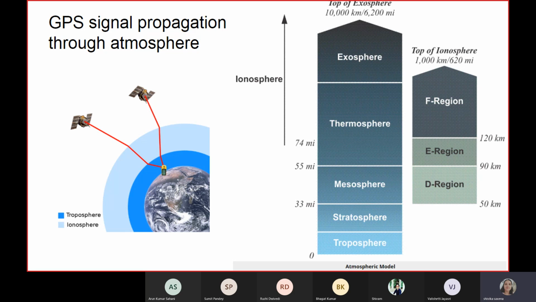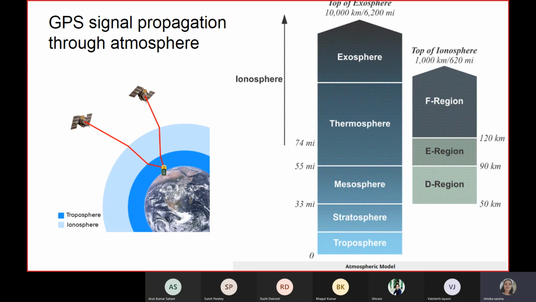Okay. On the right hand side, you can see the atmospheric model where we start from the surface at the bottommost portion, that is troposphere. It is contained till a layer called tropopause. Then after that we have stratosphere, mesosphere, thermosphere, and exosphere. So above stratosphere, above mesosphere, we start to have active ionization happening, which may delay the signal in different ways.